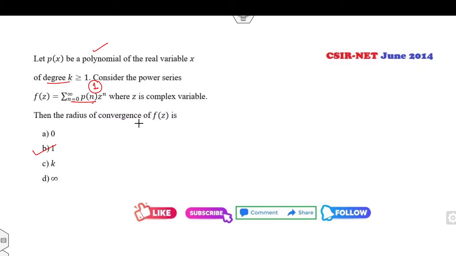Second method, if you are unable to use the shortcut tricks, look at it this way: P(x) is a polynomial of degree k, so I can choose any number k. Say k is equal to 1. Then the second and third options are the same, so instead I choose k equal to 2. Now all the options are different. So P(x) is x squared.